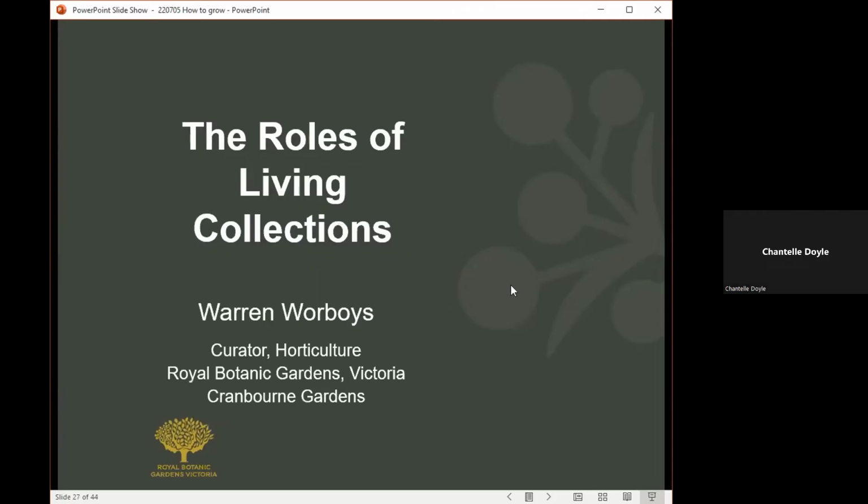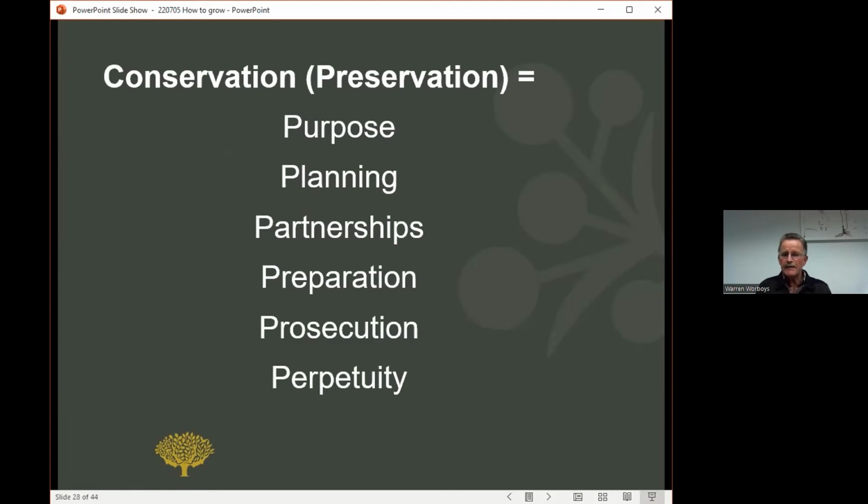So Warren, please take it. Change the title just a little bit from role to roles of living collections, because there are a lot more than just a single role for any living collection. But before you start looking at the roles, you need to be doing background work and conservation or preservation.